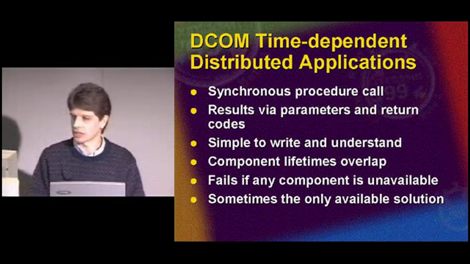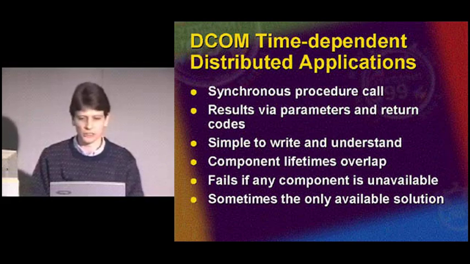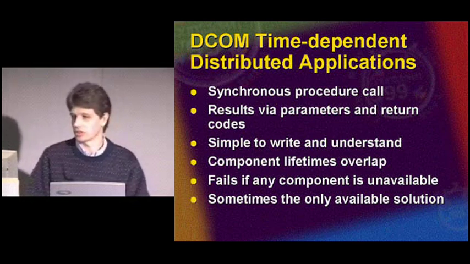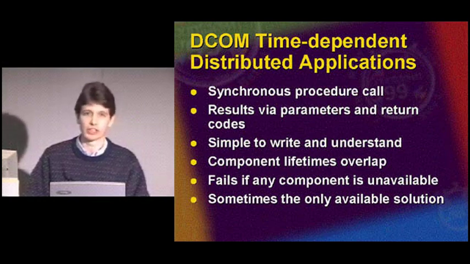There are some restrictions, however, on this programming model. The component lifetimes have to overlap, as we've discussed before, in that both the client and the server have to exist at the same time for the transaction to succeed. So in this particular instance, the application isn't tolerant to network glitches or server downtime or when the server's swamped by work. So if there's too much going on on the server, the client may see a failure. And the whole transaction fails if any particular component's not available.